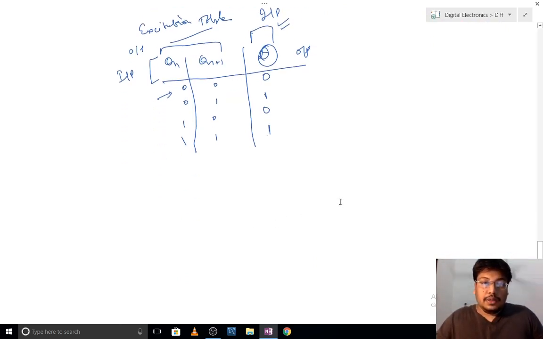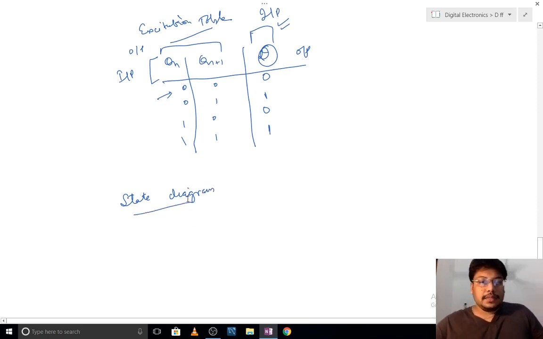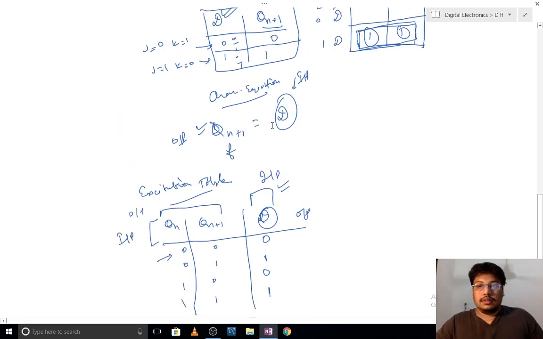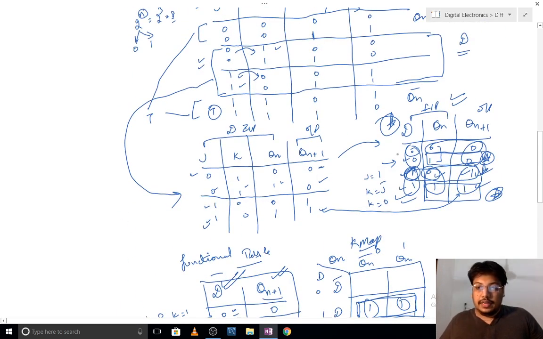Now what we will be doing is the state diagram. Guys, basically why have we created a state diagram? Let's say my Qn is equal to 0, this is my first state, and Qn is 1, this is my second state. Let's say my input is D, it can be 0 or 1. If D is 0 and Qn is 0, the output is 0.